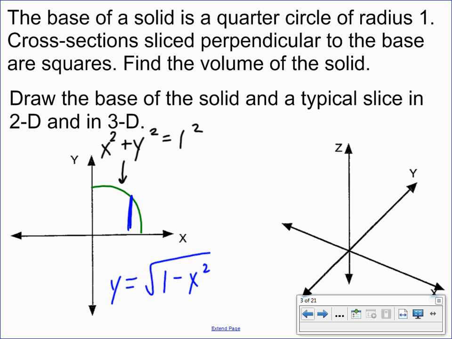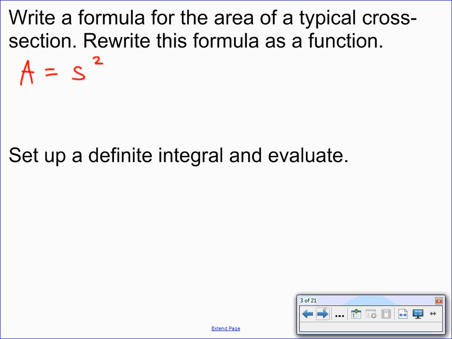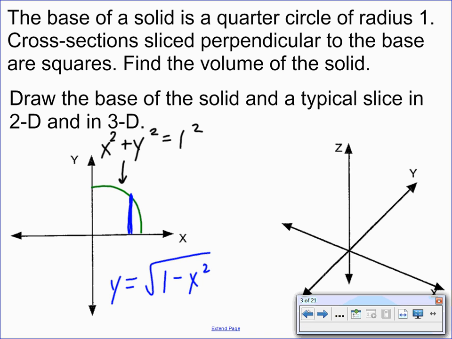We'll go ahead and draw my typical cross-sectional slice. And I need that side length, S, in my formula to be rewritten with x's. And so how does that formula, root 1 minus x squared, compare with the side length in my square? Well, it looks like that is exactly the side length in the square. Doesn't that represent the base of my square, the side length of my square? So that should be no problem.